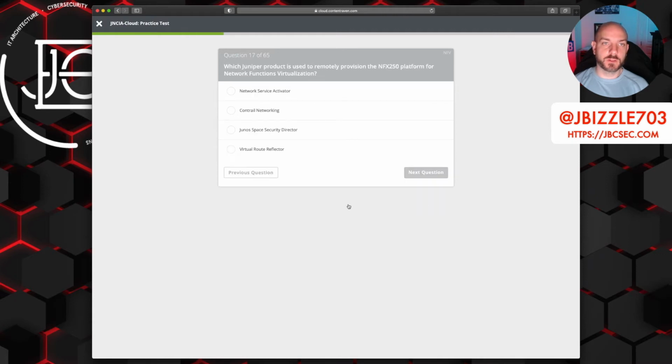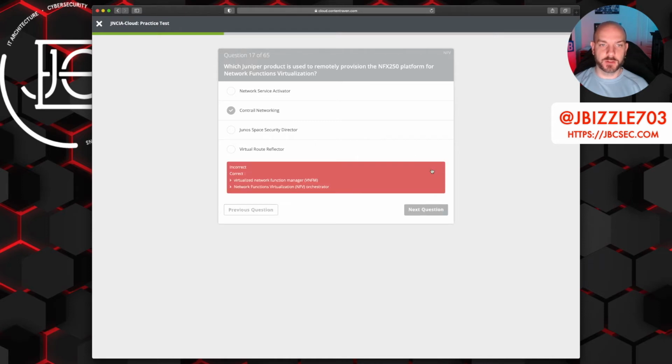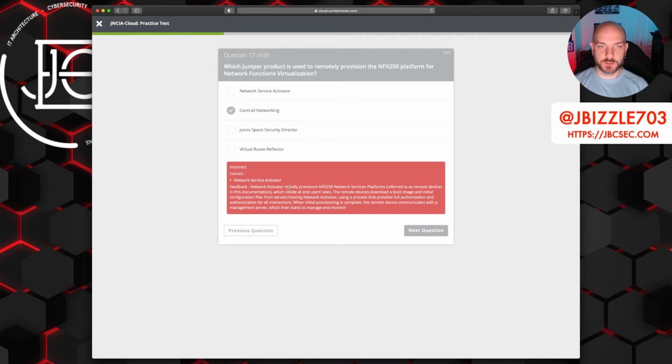Cool. Which Juniper product is used to remotely provision the NFX250 platform for network functions virtualization? Network Service Activator, Contrail Networking, Junos Space Security Director, Virtual Route Reflector. Well, it's not the Route Reflector. It's not the Security Director. I think it's the Contrail Networking. Oh, it's the Network Service Activator.